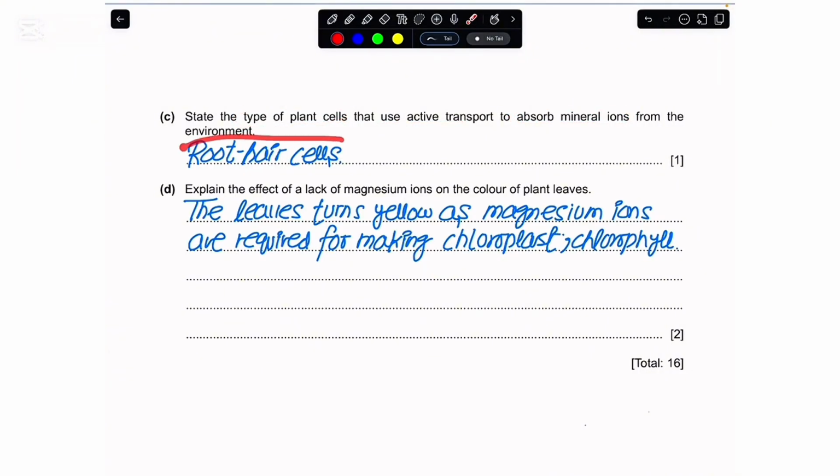So this is the root hair cells, because the root hair cells have abundant mitochondria and they have the carrier proteins. The mitochondria would release energy and the carrier proteins would allow the movement of the ions. So the answer here is root hair cell.